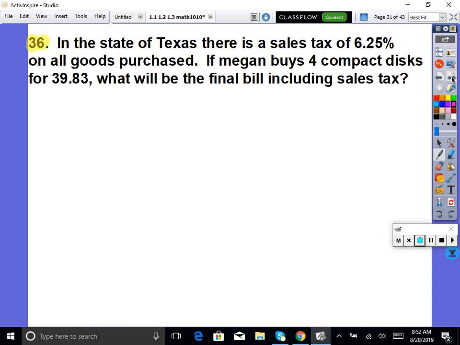Okay, so it says, in the state of Texas, there is a sales tax of 6.25% on all goods purchased. If Megan buys 4 compact discs for $39.83, what will be the final bill, including sales tax? So how would we do this, everyone?